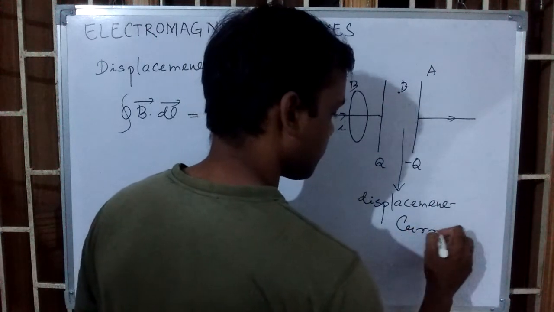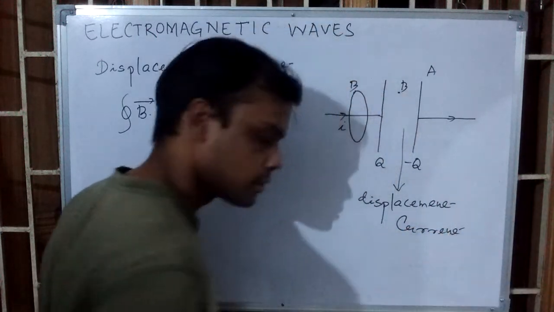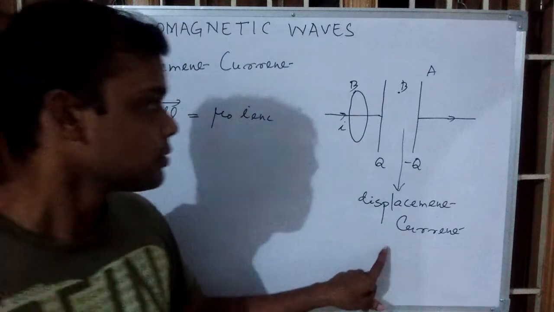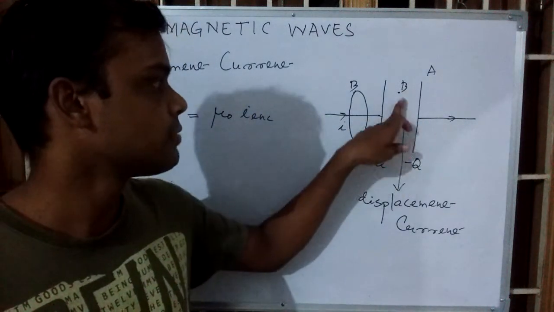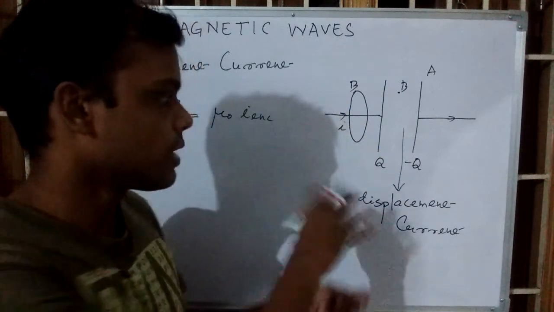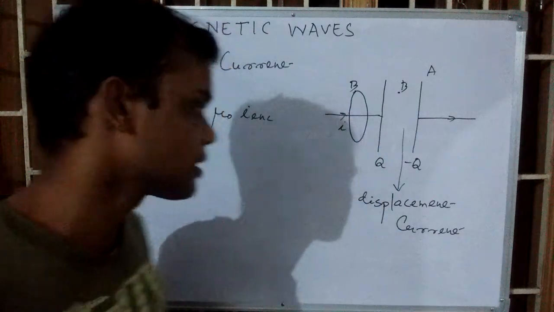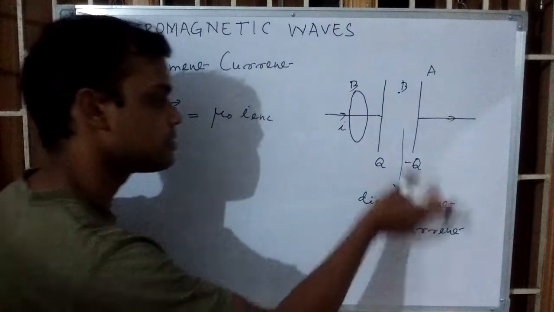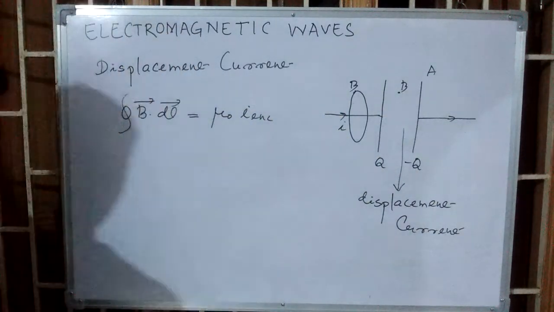Displacement current. So this is the current that produces magnetic field inside the plates. Now we shall find out the expression for this displacement current, how this displacement current is coming.